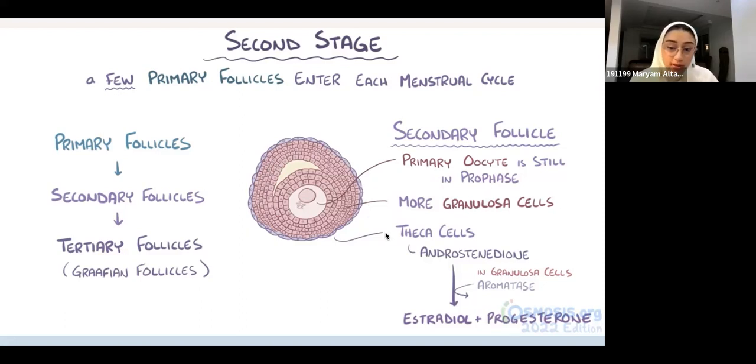And the important part about this is that this is what produces our hormones that are responsible for the changes in the menstrual cycle. So you have your granulosa cells and your theca cells, which are able to convert a hormone called androstenedione into estradiol and progesterone. And so important thing for you guys to keep in mind is our theca cells have our androstenedione. However, our granulosa cells have the aromatase enzyme responsible for this conversion. So these two work together, all right?